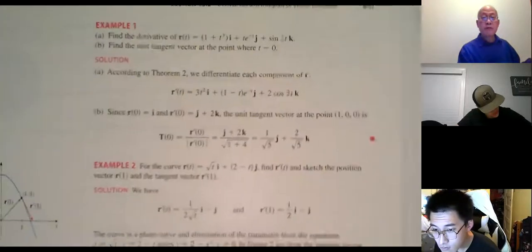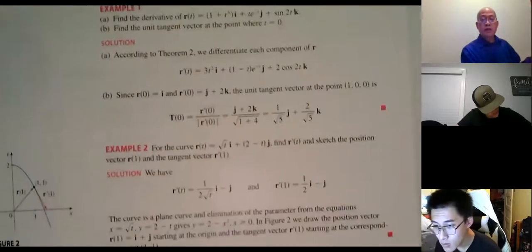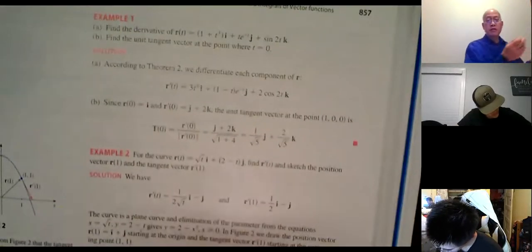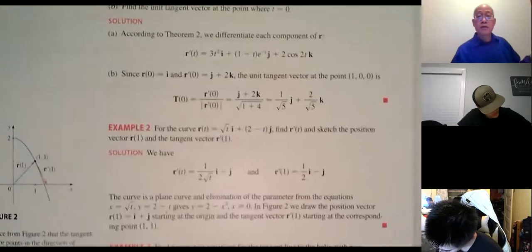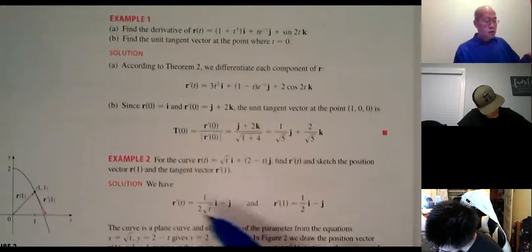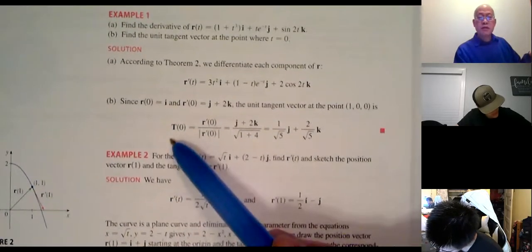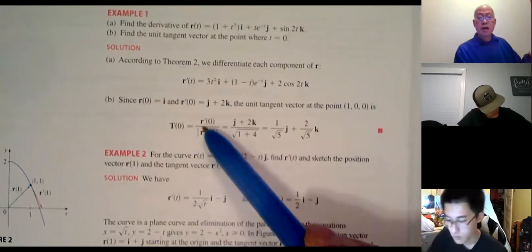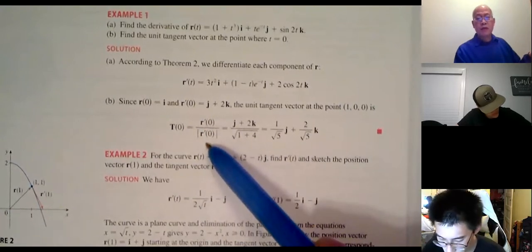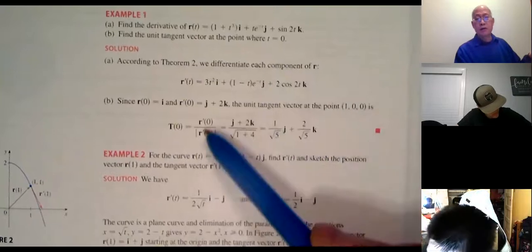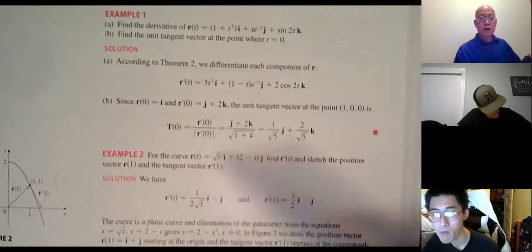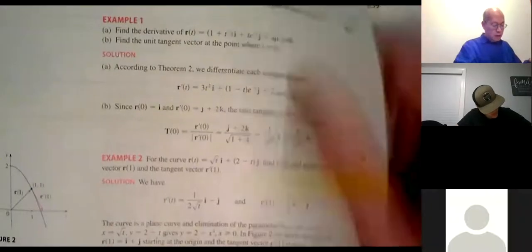Unit tangent vector. We know how to find the tangent vector. Tangent is just a derivative. Then just divide it by its magnitude. That's how you find a unit vector in general. So the unit tangent vector, capital T, is R prime divided by the magnitude of R prime. They got zero there, but in general, it's R prime divided by the magnitude of R prime to get a unit tangent vector.